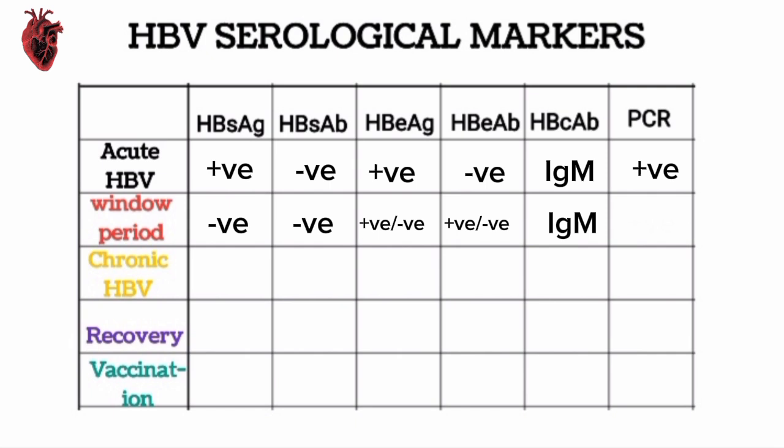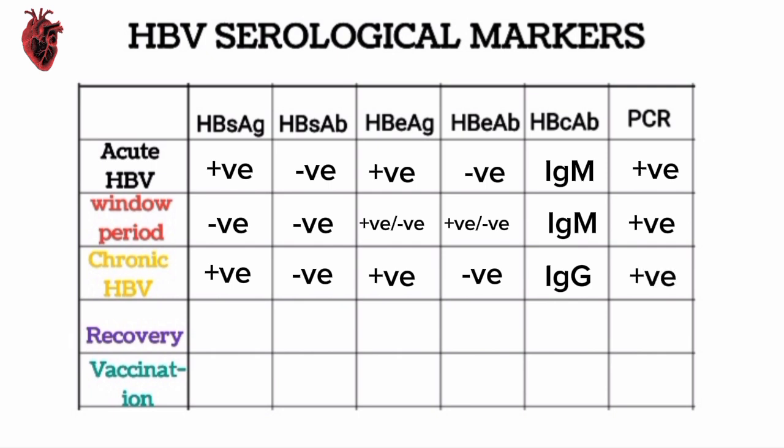In chronic hepatitis B virus infection, indicating infective stage, hepatitis B surface antigen would be positive. Corresponding hepatitis B surface antibodies would be negative. Hepatitis B E antigen positive, hepatitis B E antibodies negative. But now the hepatitis B core antibodies would be mainly IgG along with positive PCR test.